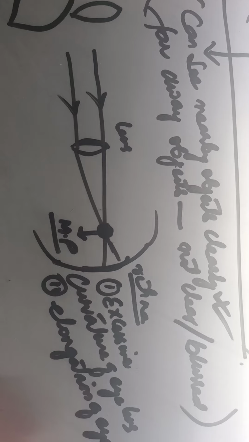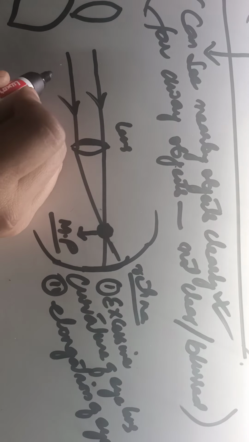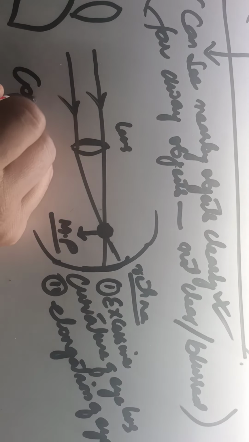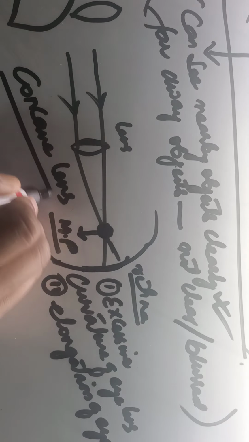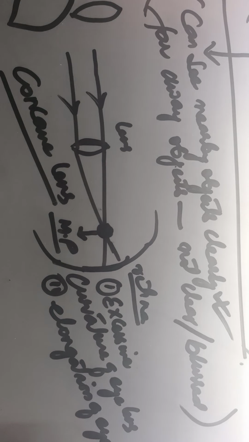This defect can be corrected by using a concave lens of suitable power. Very important point: myopia can be corrected by using a concave lens of suitable power. The correction of myopia is a concave lens.